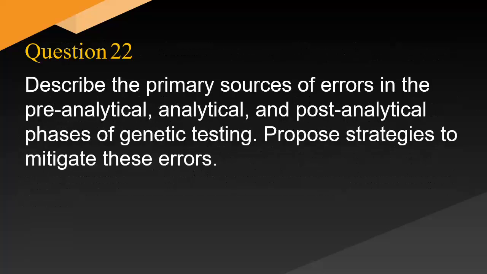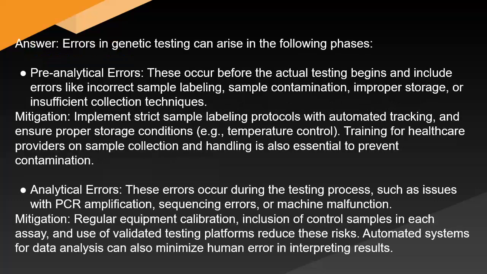Describe the primary sources of errors in the pre-analytical, analytical, and post-analytical phases of genetic testing. Propose strategies to mitigate these errors. Answer: errors in genetic testing can arise in the following phases. Pre-analytical errors. These occur before the actual testing begins and include errors like incorrect sample labeling, sample contamination, improper storage, or insufficient collection techniques. Mitigation. Implement strict sample labeling protocols with automated tracking and ensure proper storage conditions, e.g.